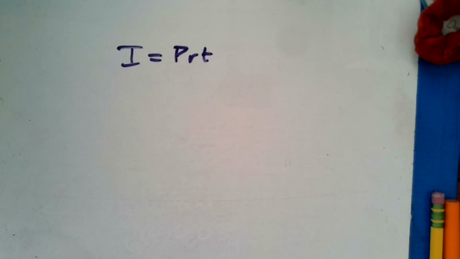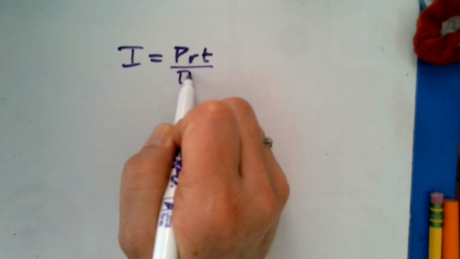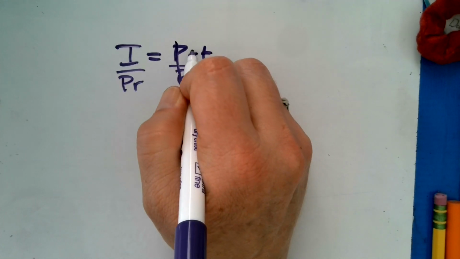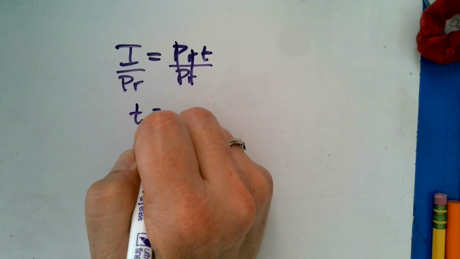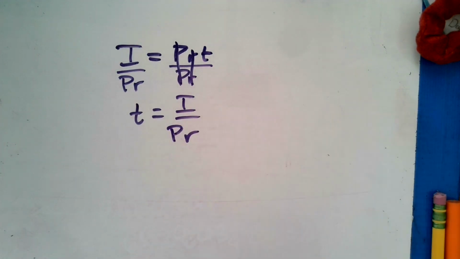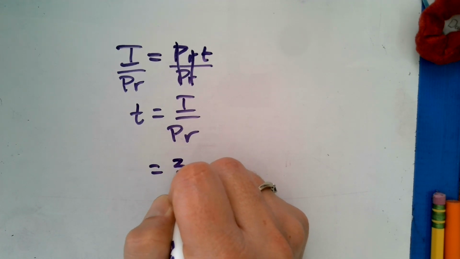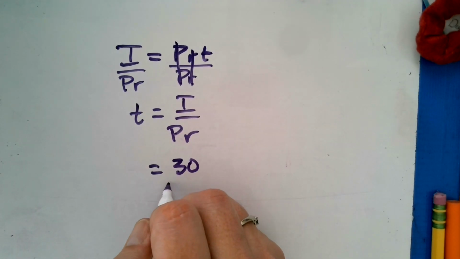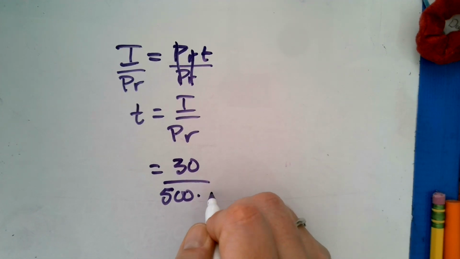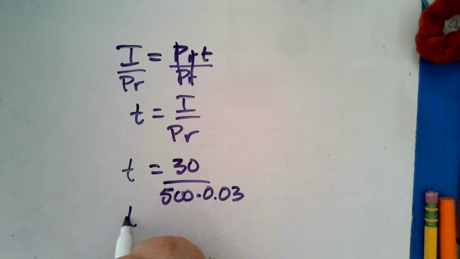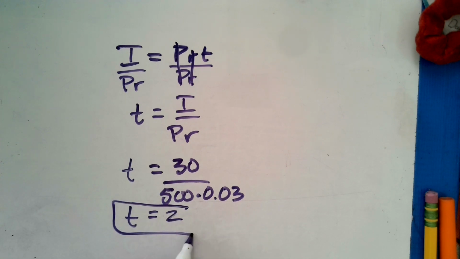Now you're going to have to find the amount of time. So let's rewrite our equation by dividing by PR so that we are left with time alone. P over P is just 1, R over R is just 1. So we can rewrite this as T equals I over PR. And they are going to give us the interest is 30. The principal was 500 and the rate was 3%. So we're going to put that as a decimal like we always do. Then we're going to crunch our numbers and find out how long this was in the bank. And we find that it's just a nice simple 2. So it was in the bank for 2 years.